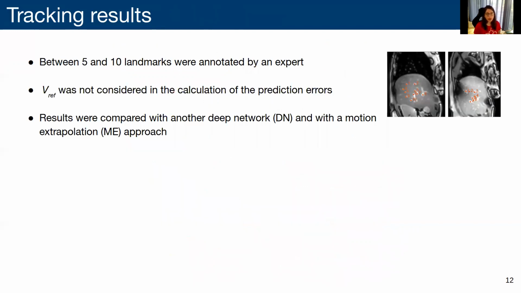To assess the tracking accuracy of the model, between 5 and 10 blood vessels were manually annotated by an expert. The reference volume was not considered during the error calculation. We compared the results to 2 state-of-the-art techniques, namely a related deep network and a motion extrapolation approach.